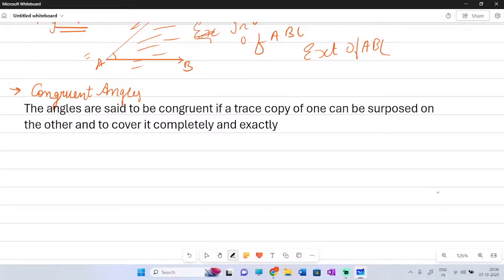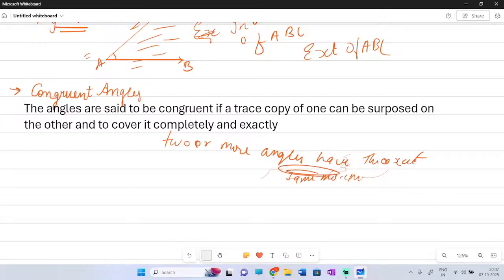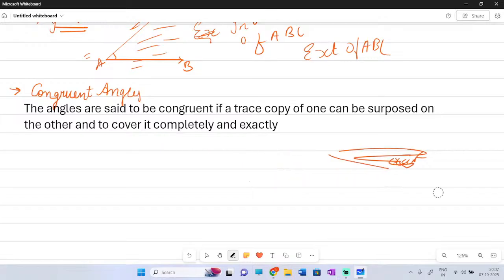Okay, congruent angles. The angles are said to be a trace copy of one another. Two or more angles have the exact same measure. See, I don't think you will be able to understand this. Okay, so I'm not going to give you this. Okay.